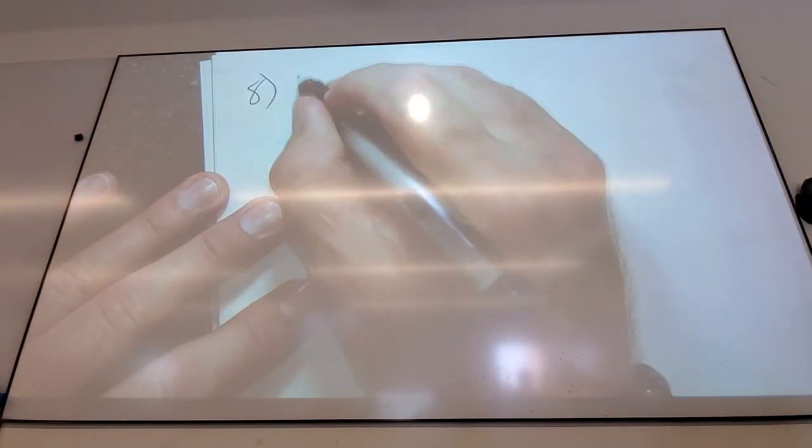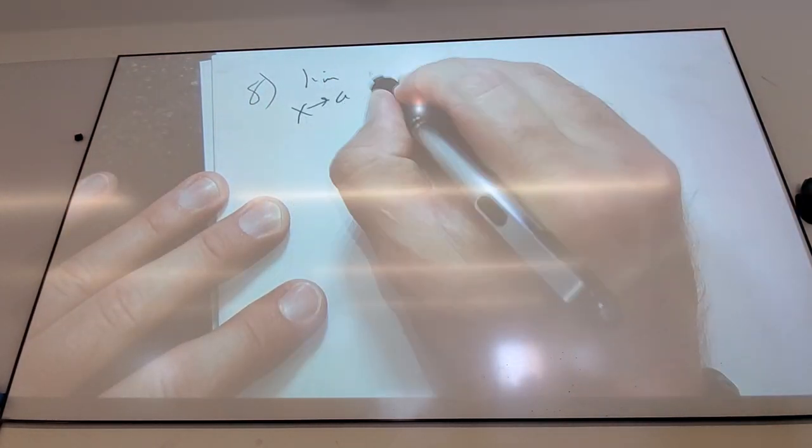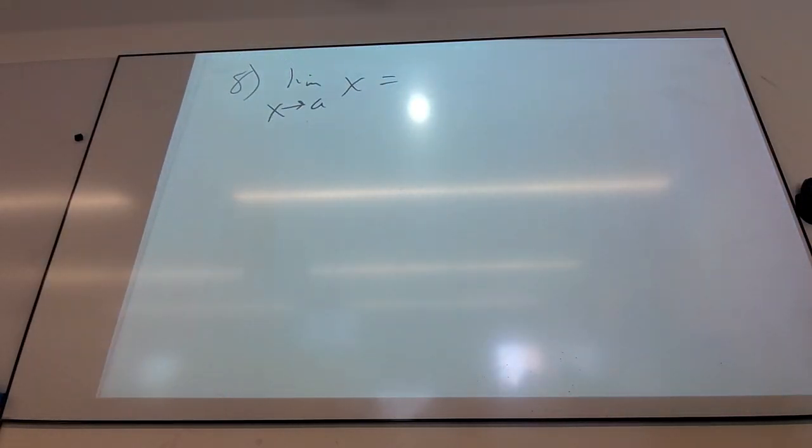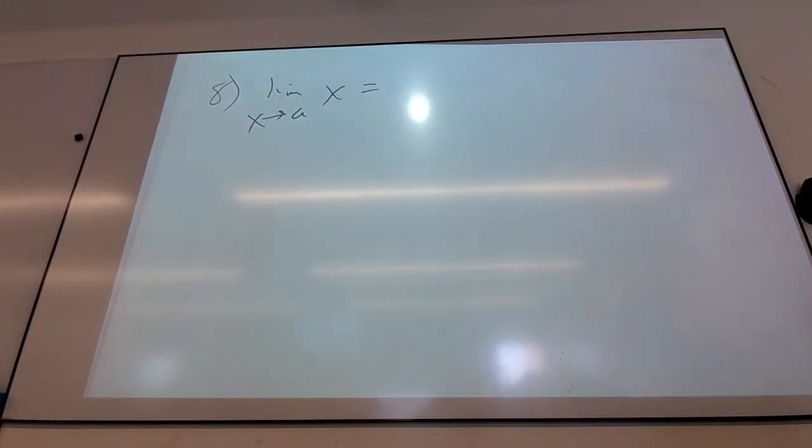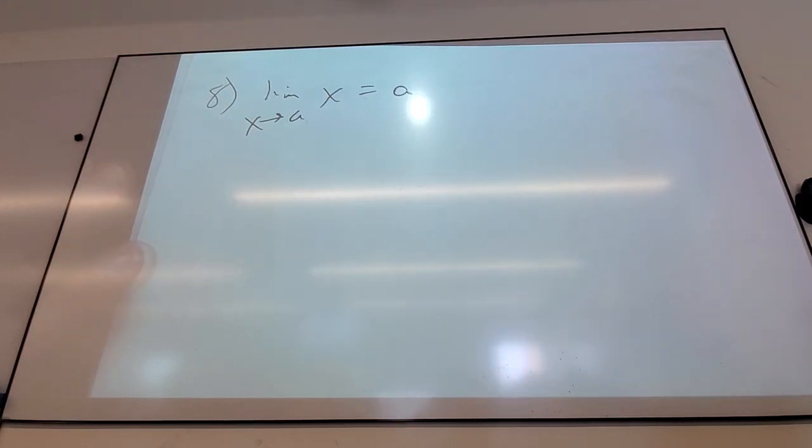Oh, what's this? All right, you guys, what's this? Yes. So as x goes to a, what does x do? Goes to a. Okay. Some of these are really dumb, but we'll make it through. That's too dumb for me to even write.